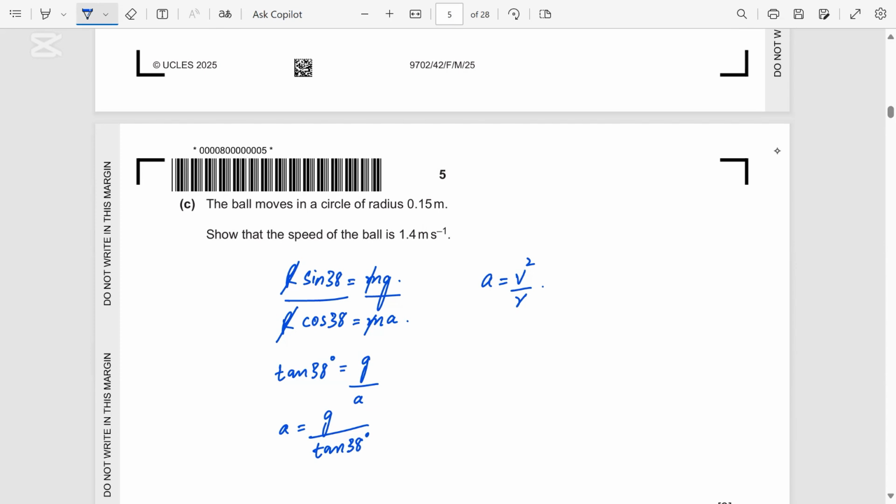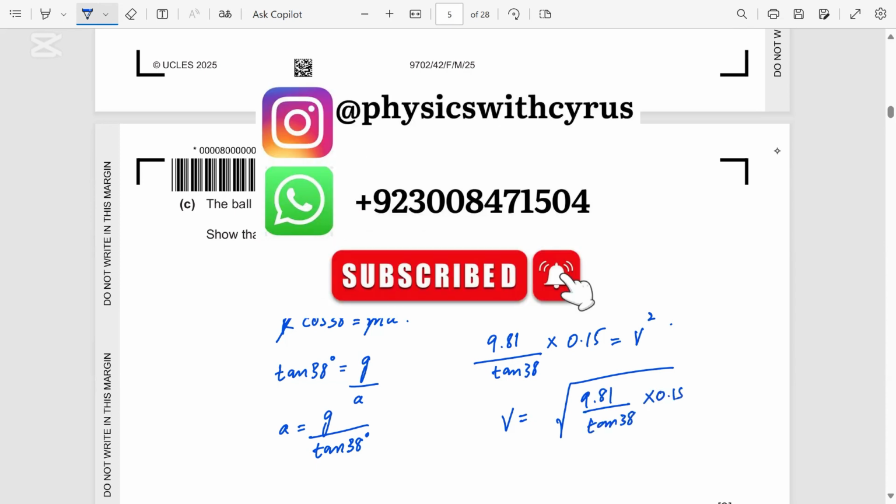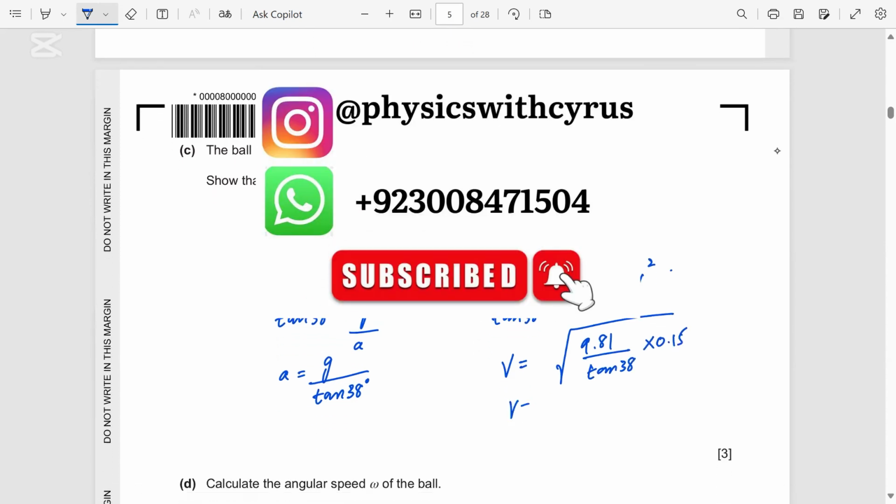a is 9.81, g is 9.81, tangent 38 times the radius, which is 0.15 meters, is equal to v squared. So v is going to be the square root of this entire thing, 9.81 over tangent 38 times 0.15, and you'll get your answer as 1.4.